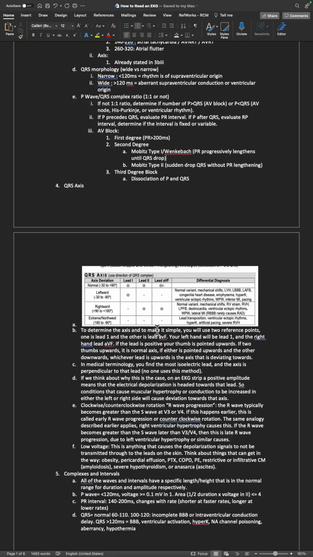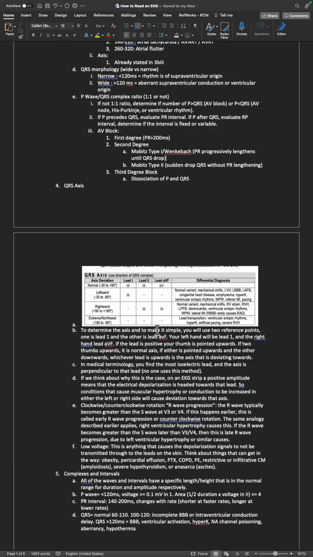So let's talk about clockwise or counterclockwise rotation. This is called R wave progression. The R wave typically becomes greater than the S wave at around V3 to V4. If this happens earlier, this is called early R wave progression or counterclockwise rotation. The same analogy described earlier applies. The conditions that cause this are like right ventricular hypertrophy. And if the R wave becomes greater than the S wave later than V3 or V4, then this is late R wave progression due to left ventricular hypertrophy or similar causes.